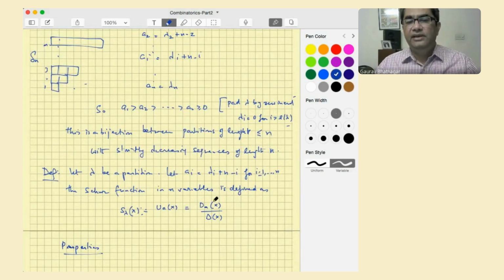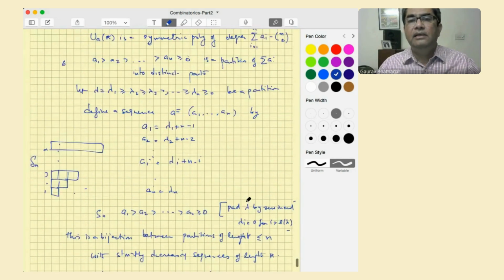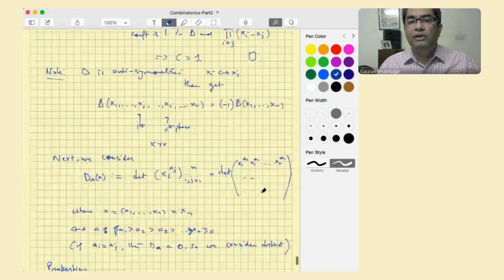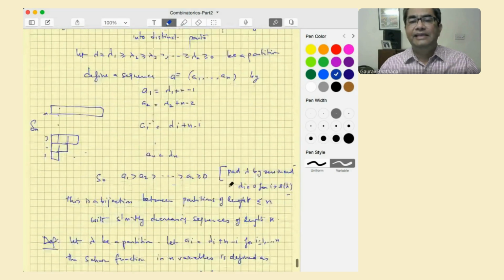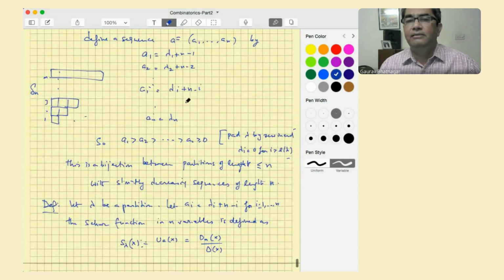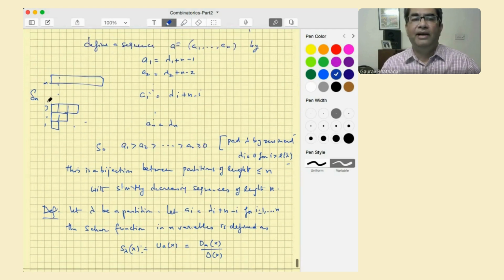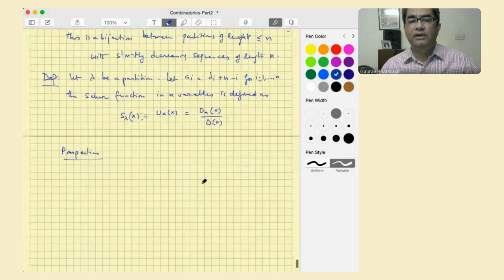Our definition is a ratio of two determinants. The determinants both look like Vandermonde, except here you have a1, a2, whatever. And these a_i's are formed from the delta. So it's delta from the lambdas. Lambda is padded with this delta, this kind of guy, which makes it a distinct partition.